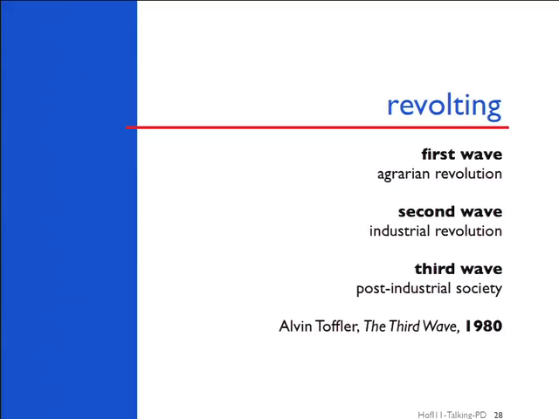And he came in with this idea, look, there are these waves, and in a way the waves just wash out what has gone before. So the first wave, he says, was the agrarian revolution, which changed everything from what had gone before. And the next wave was the industrial revolution, the second wave, and that wiped everything out. And now we've got the third wave, which is the post-industrial revolution. And as I said, as with Daniel Bell, that term post-industrial comes more or less synonymous with the information revolution.